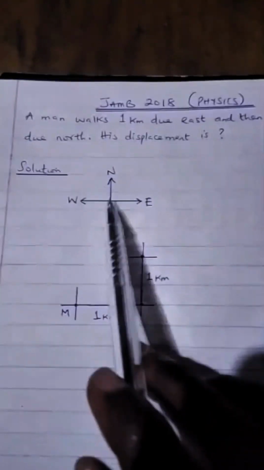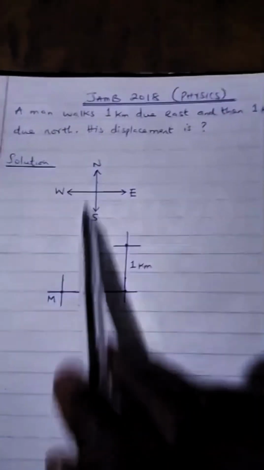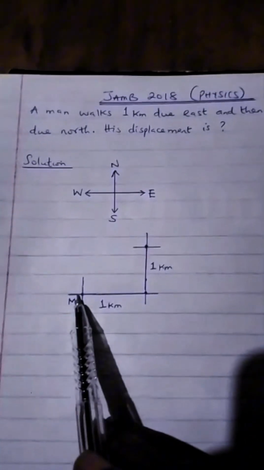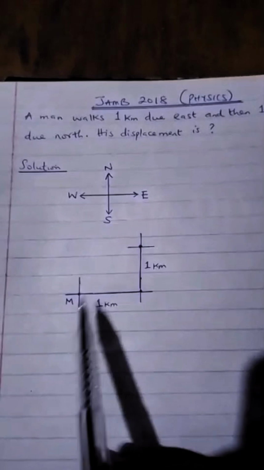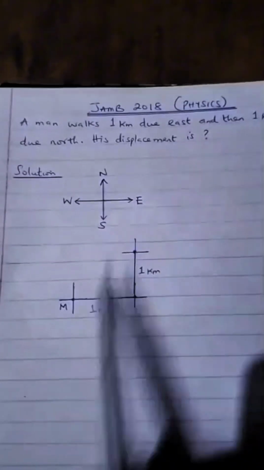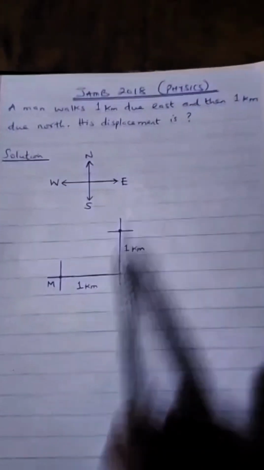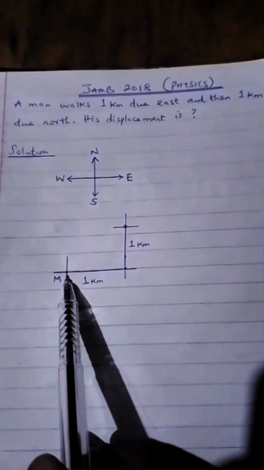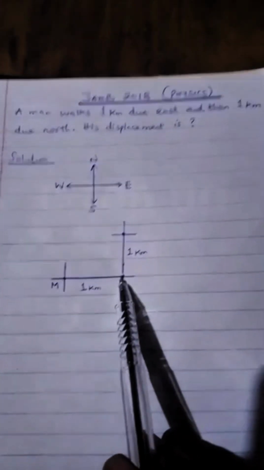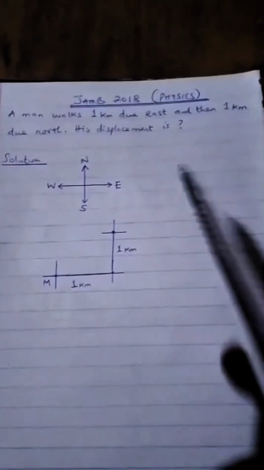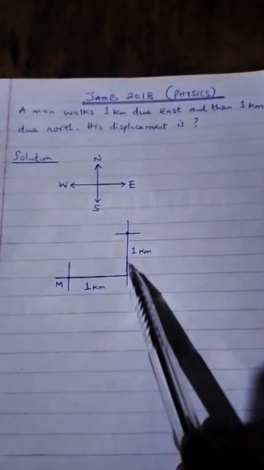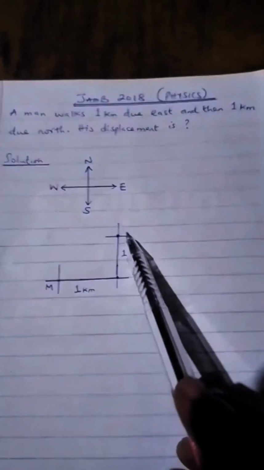So remember your cardinal points. This is north, this is west, this is east, and this is south. Let's assume that this is the origin where the man is beginning. We're told he walks 1 kilometer due east, so it takes 1 kilometer to the right because east is to the right. This is his present position, and then 1 kilometer due north. So from where he is right now, it goes another 1 kilometer upwards because north is upwards.